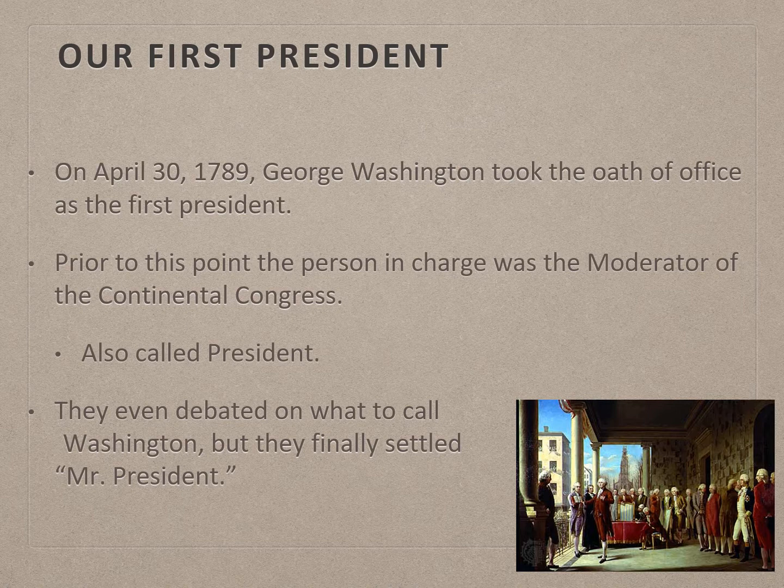Prior to the creation of the head of the executive branch, prior to the creation of the office of the president, the person who's in charge of the nation was the moderator of the Continental Congress. And this person was also called president, but they are two entirely separate roles.